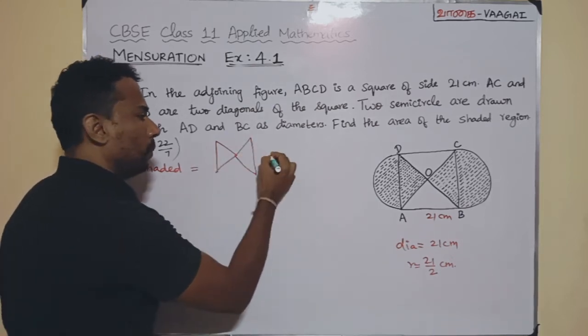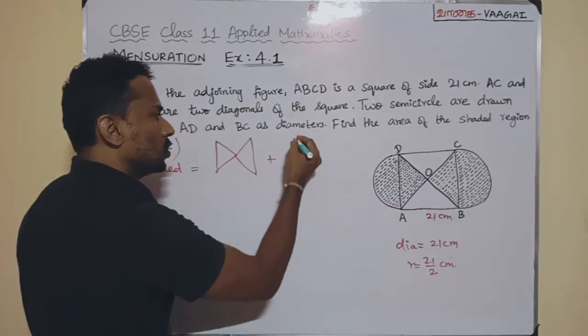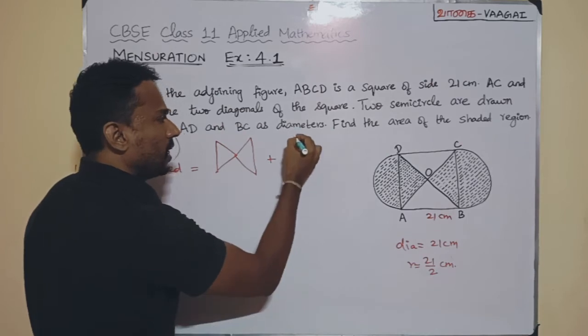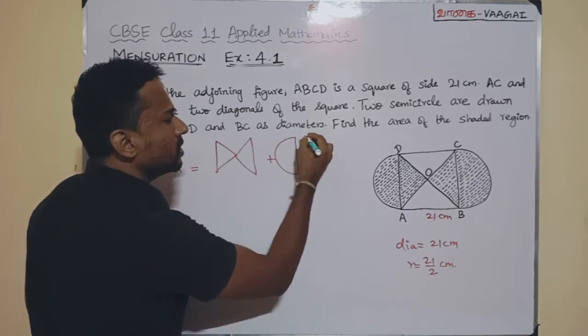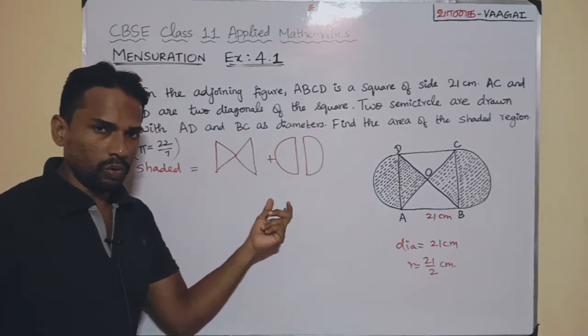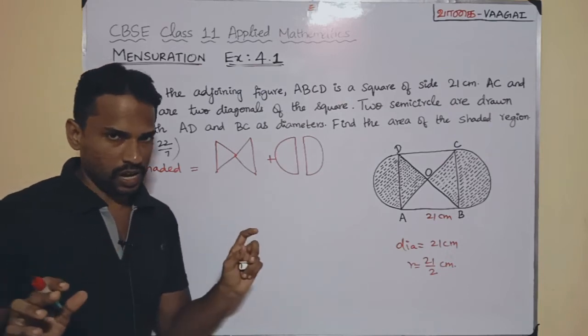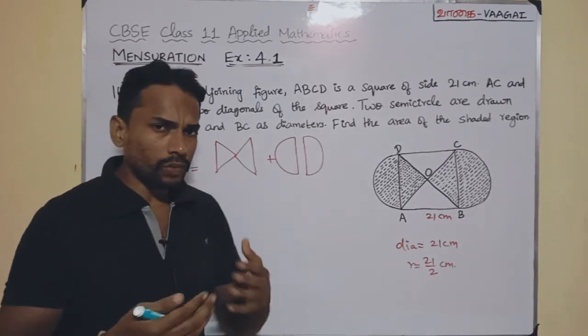This area plus, and what about the next one? Here we have two semicircles, right? So one semicircle with diameter AD is here, and the other one is with the diameter BC is there. So now when I add all these areas, this will give you the total shaded region's area. That's it. Now see what adjustments I'm going to do.